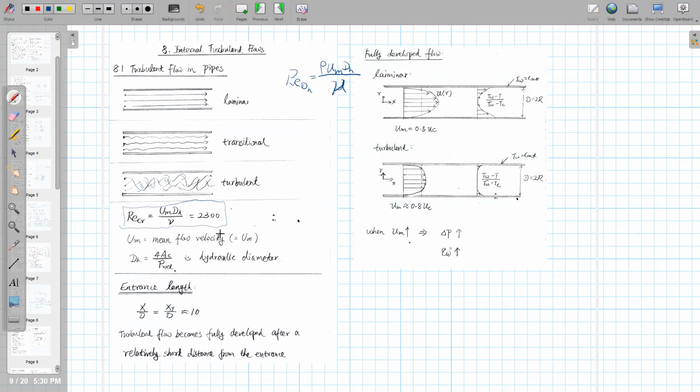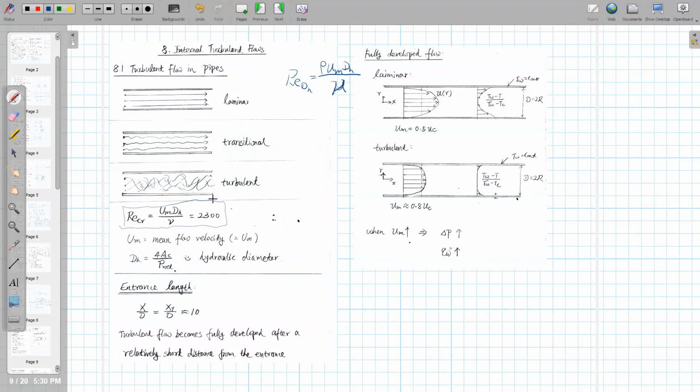So this is how you distinguish whether the fully developed flow inside pipes is laminar or turbulent. Just consider that if the Reynolds number is smaller than 2300, the flow is laminar. When the Reynolds number is larger than 2300, it will become turbulent.